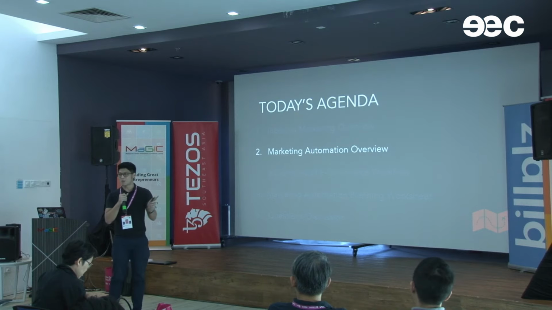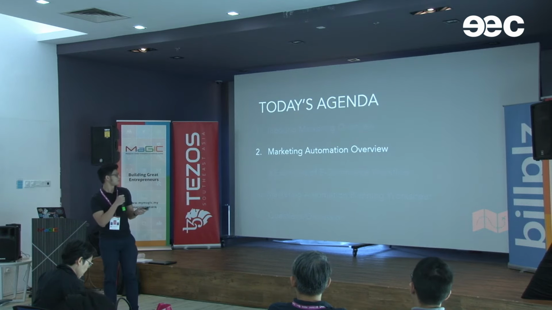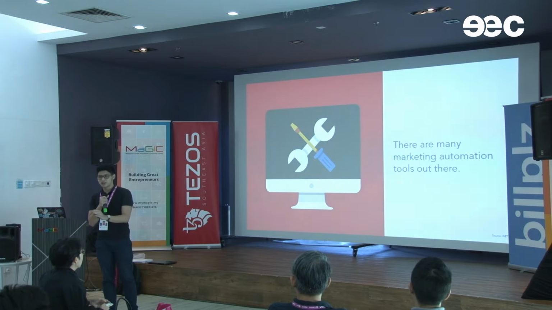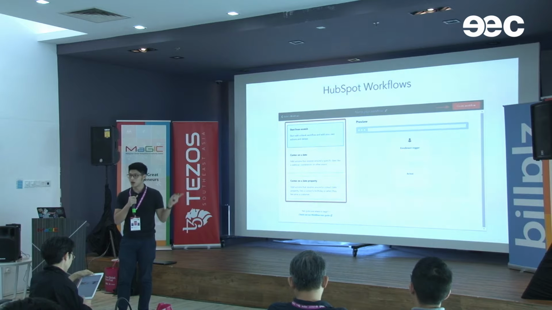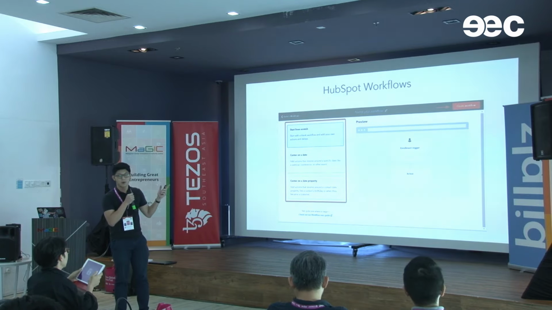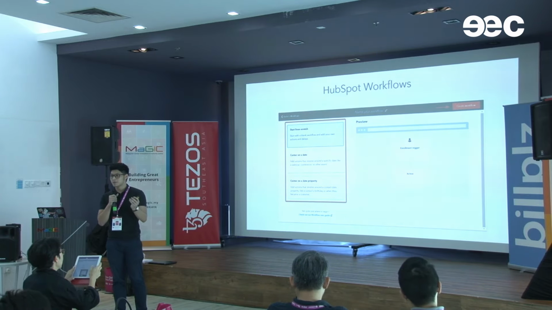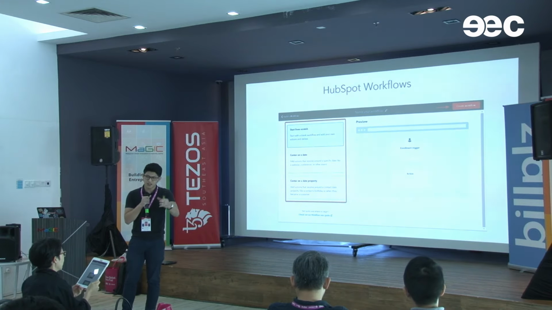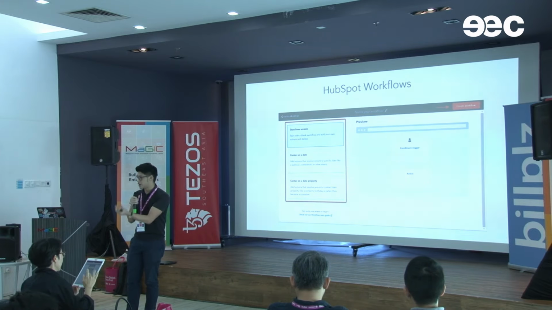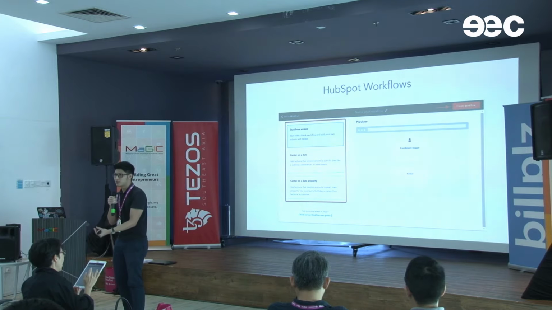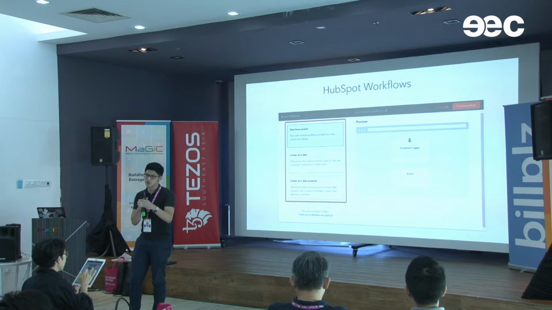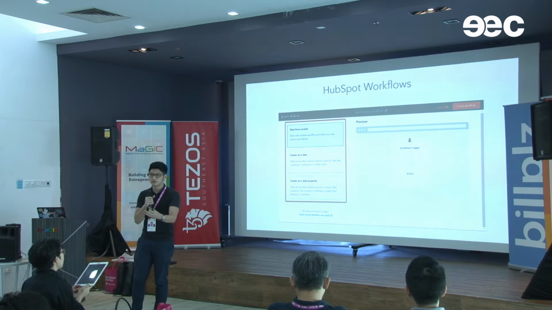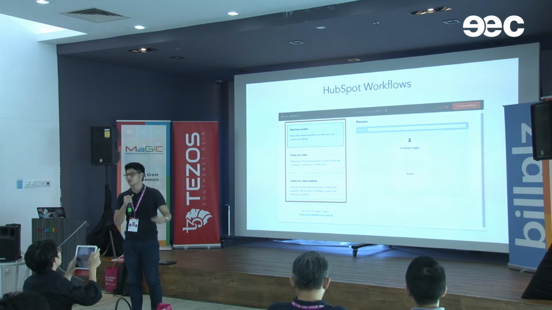Now, let's go into our main topic of the day, marketing automation. There are many marketing automation tools out there, but today we are just going to talk about this one because there's not enough time. We're just going to talk about the HubSpot workflow. So be aware that marketing automation is not a sole strategy that works if you just apply it, but it's about understanding the flow, understanding each stage, what you need to provide to your client, and then the tool is here to help you make it easier.